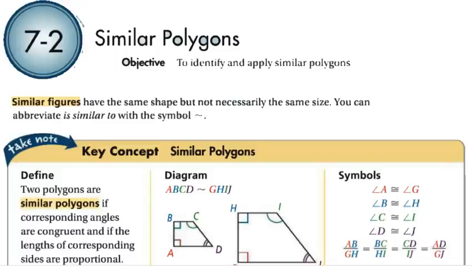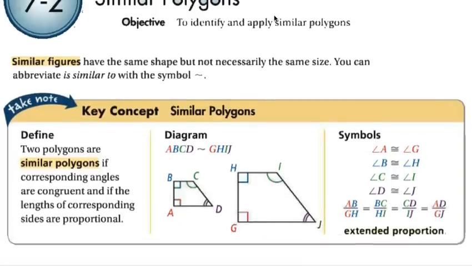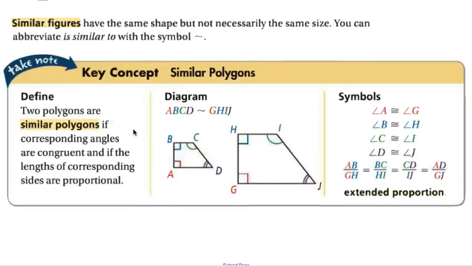Well, welcome to our next lesson on similar polygons. Our objective today is to be able to identify and apply properties of similar polygons. Similar figures are figures that have the same shape, but they're not the same size. And our abbreviation for "is similar to" is this little symbol right here, this little twiddle symbol. I don't know what the technical name for that is, but that's what we'll call it.